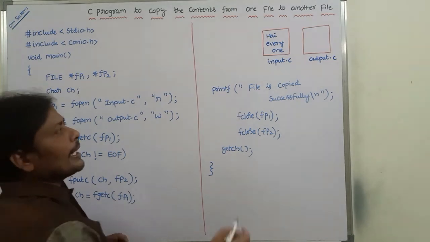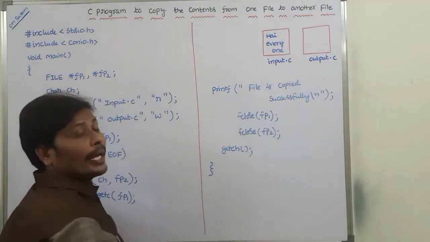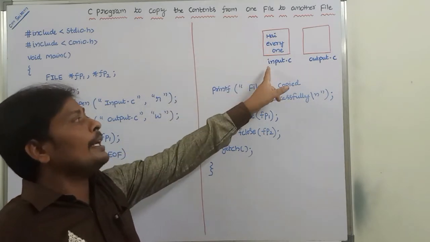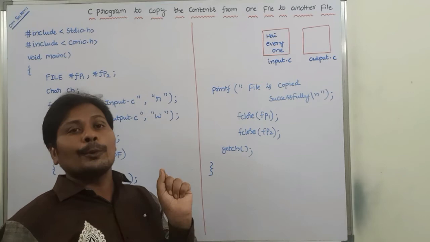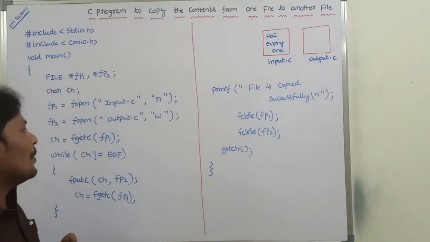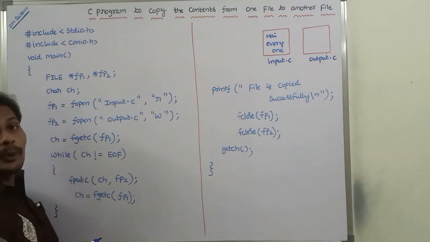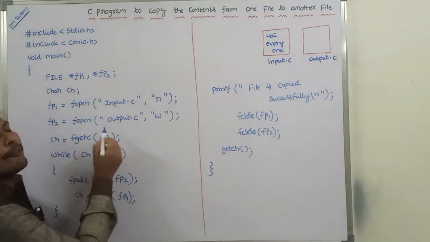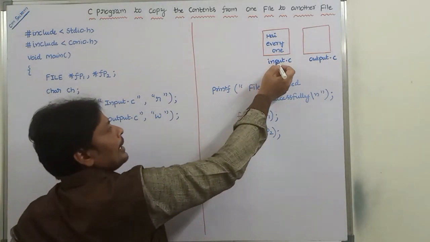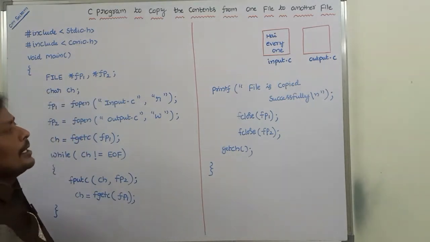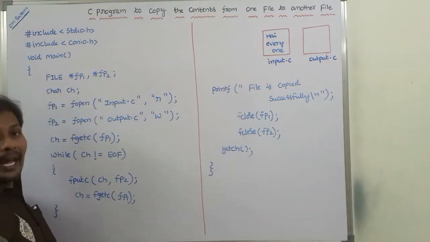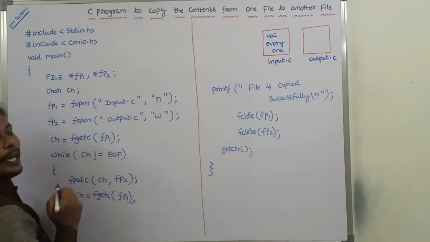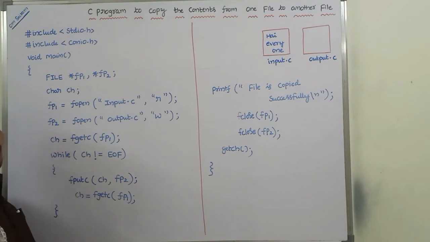Now we are reading the information or data from the input.c file character by character. To read a character from the given input file, input.c, we use a function called fgetc. By using this function, we read the data character by character from the input.c file pointed to by fp1. What data is there in the input.c file? Hi everyone. So first we read the character H. After reading the character from the input.c file pointed to by fp1, that character is assigned to the variable ch.